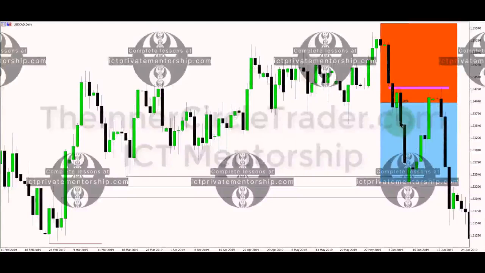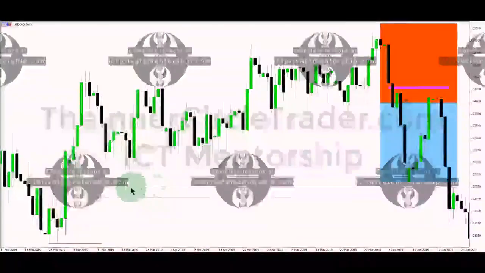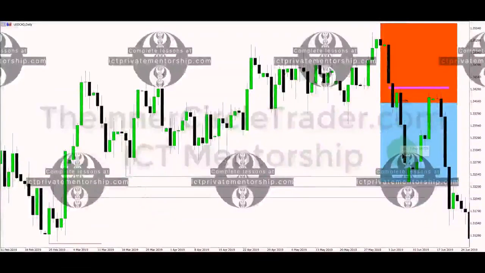Okay. We have a BISI, buy-side imbalance, sell-side inefficiency here. This defined by this low and this high. Consequent encroachment is right here. So on this particular day here, on June 9th, we gapped down at the open below equal lows, relative equal lows, and then we started to close in and close the gap, if you will. We had created a swing low here, this candle. So now we have a swing low.